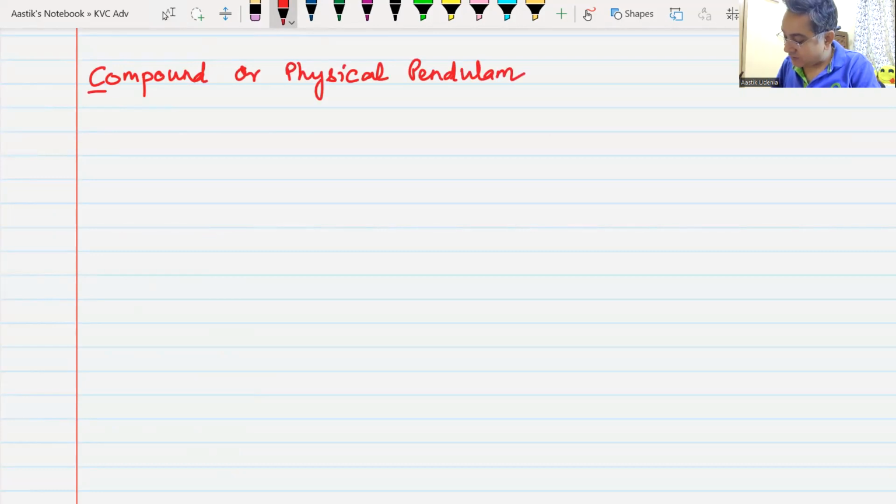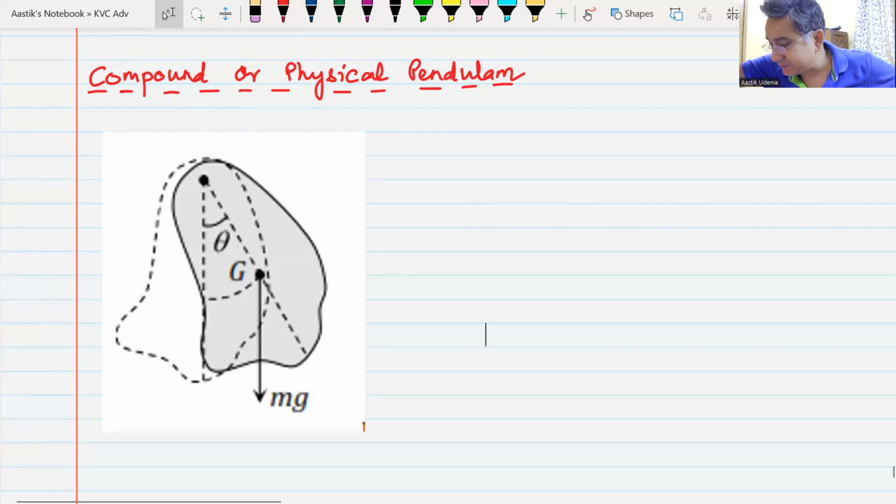Up till now, you have a bob attached to a string, and that was oscillating. Now, instead of a bob, we have a body oscillating. What do you mean by body? Instead of a bob, you will have a body, a rigid body, oscillating. Do you understand this rigid body?